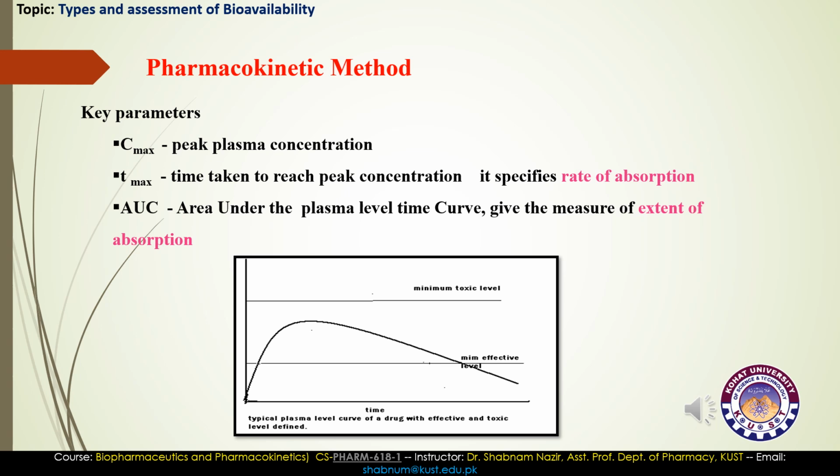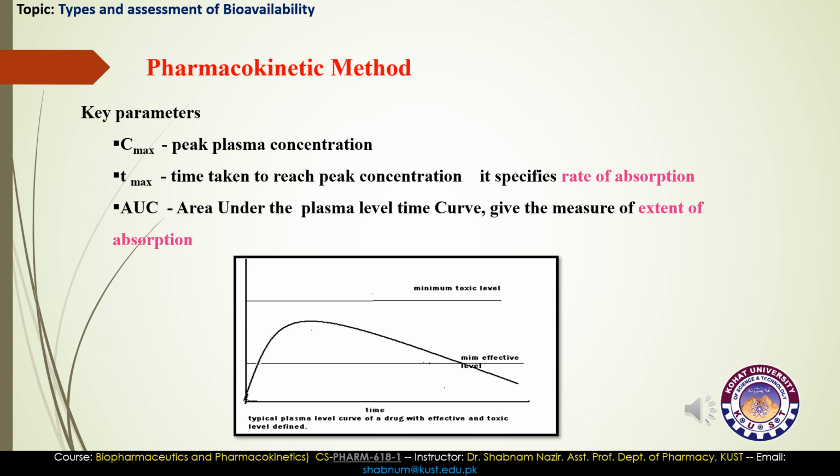Now Cmax is the peak plasma concentration, while the Tmax is the time taken to reach peak concentration. It is telling you in how much time you reached the maximum concentration within the body, so it is specifying the rate of absorption. On the other hand, area under the curve is the plasma level time curve, and it gives you an overall measurement of extent of absorption, or how much amount of the drug gets absorbed rather than the rate.